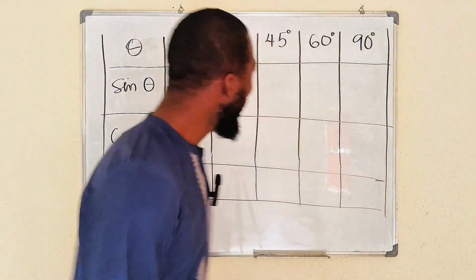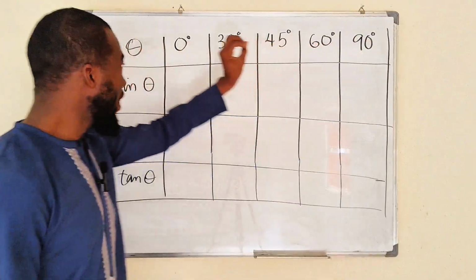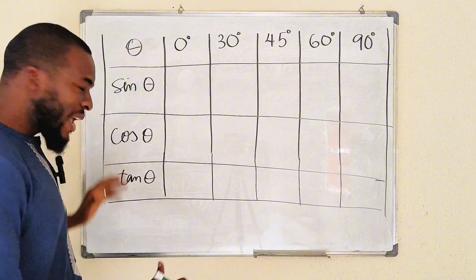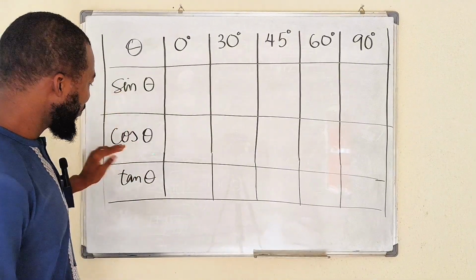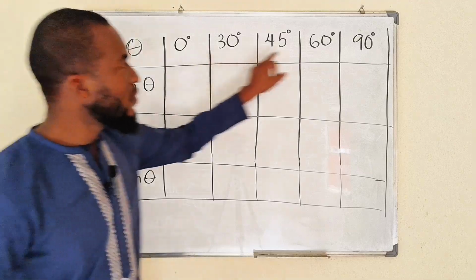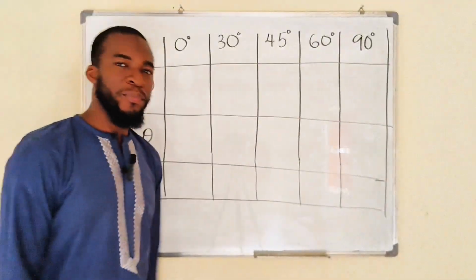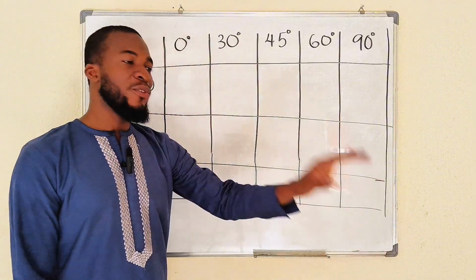Let's get started. We have our special angles from 0 to 90. These are the special angles we have. And these are the three main trigonometric ratios: sine, cosine, and tangent. So we're going to find sine of all these five angles, cosine of all of them, and tangent of all of them. So how can we do that? Use your fingers.